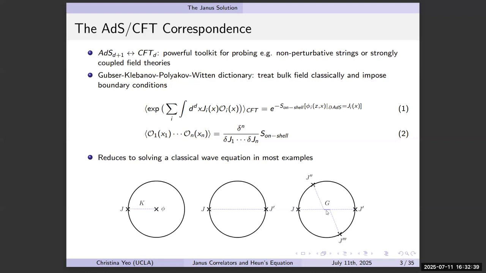In equation 2, there is no time order. Why? We're going to look at this in Euclidean signature, so we don't have to worry about time ordering. No time ordering, because this is all in Euclidean.